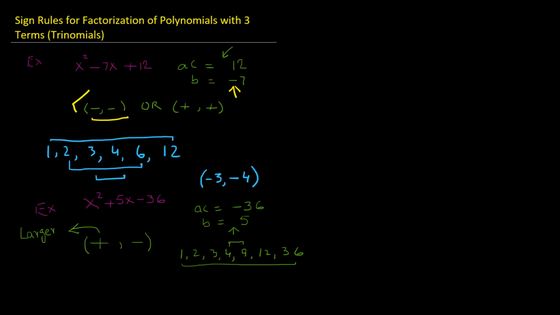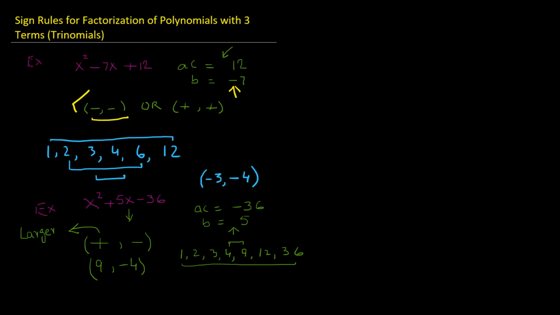Why are we looking at the difference? Because one has a positive sign and one has a negative sign, and when we add numbers with different signs, we are looking at the difference. And the larger has a positive sign. So 4 and 9 are our numbers because the difference is 5. 9 will have a positive sign and 4 will have a negative sign. So 9 and minus 4 are our numbers. We will split this term into 9x and minus 4x and factorize the polynomial.